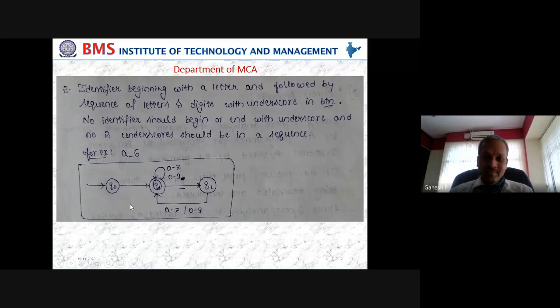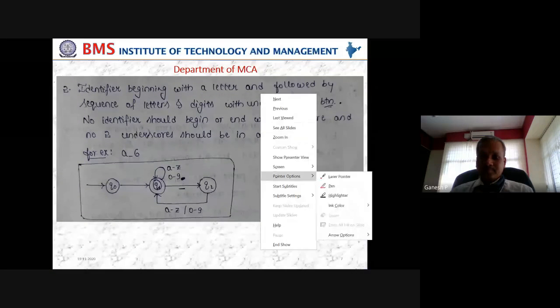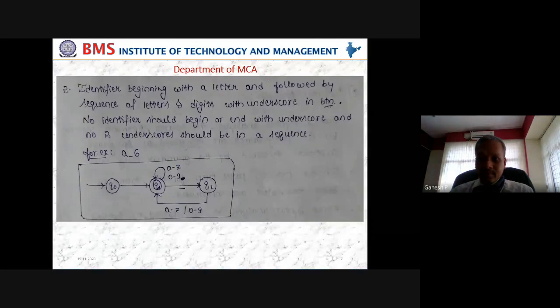But this diagram is meant for what? Identifier beginning with a letter and or, you can add here, and or. I think we have taken it in the previous class, I told you to get a solution for that. This is a letter and or symbol. You should have an or symbol here. That is or. So this diagram is for this type of setup.